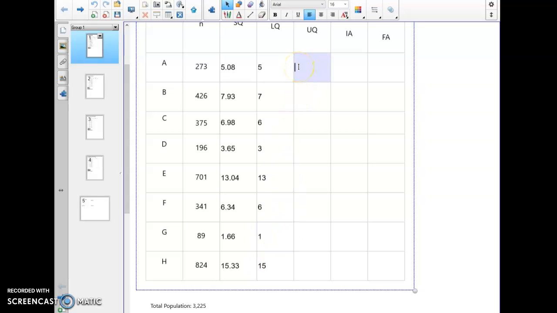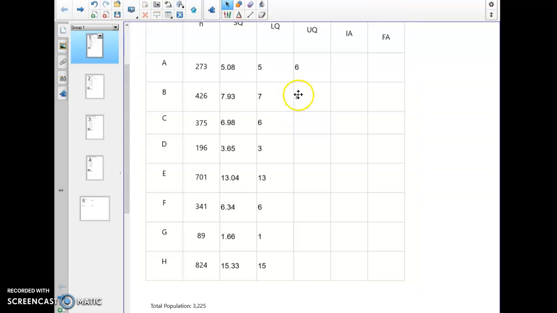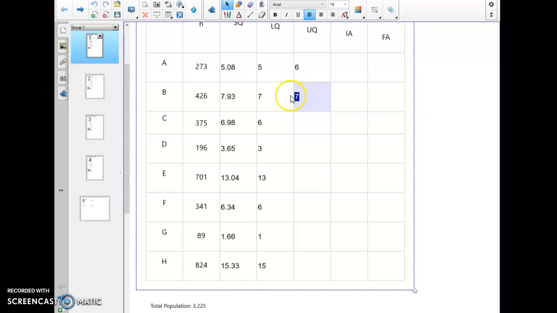My upper quota, we just round up, so it's one more than the lower quota. 6, 7, I'm sorry, not 7, excuse me, that's a mistake, it should be 8, now 7, 4, 14, 7, 2, and 16.